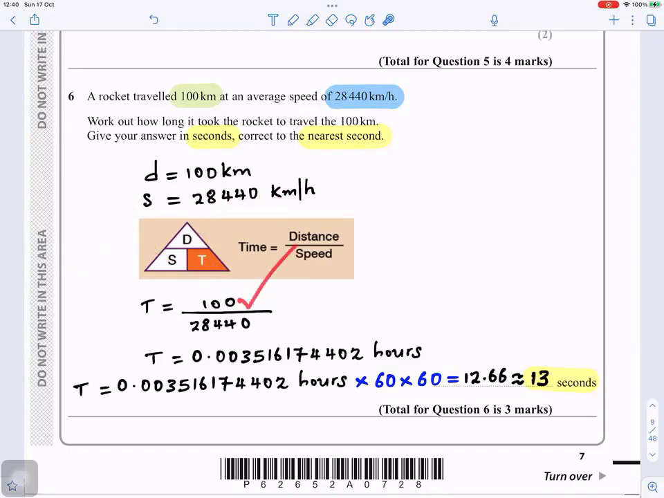Time is 100 divided by 28,440. And that gives you 0.0035 hours. You multiply that by 60 and multiply that by 60. That will give you 12.66, which is 13 seconds.